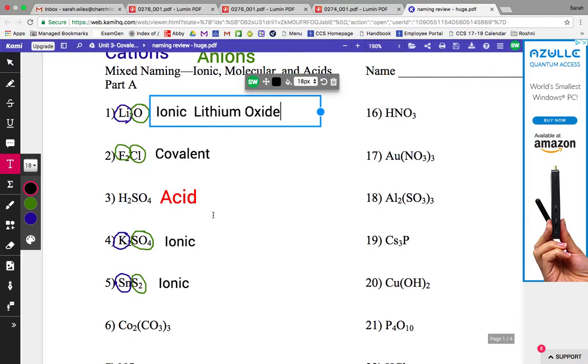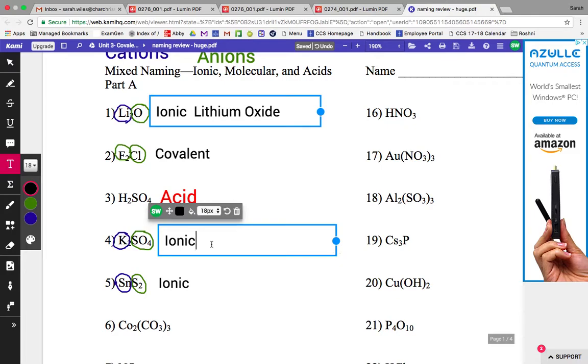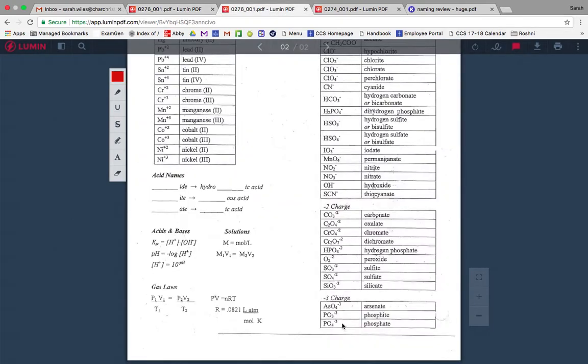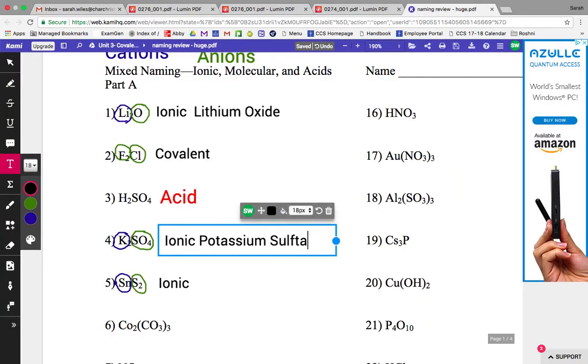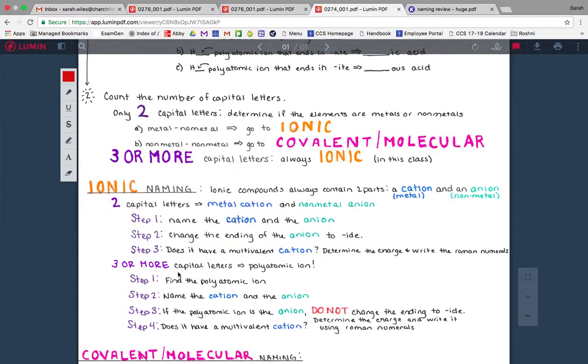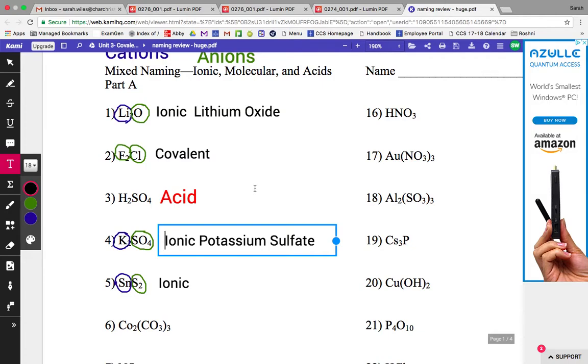So, ionic, number 4. We're going to name the cation and the anion. The cation is potassium. The anion is a polyatomic ion, so you're going to look at the chart to get the name. SO4 is sulfate. So I have named the cation and the anion. If the polyatomic is the anion, which it is, sulfate is the anion, do not change the ending to "ide." So, the name of this ionic compound is potassium sulfate.